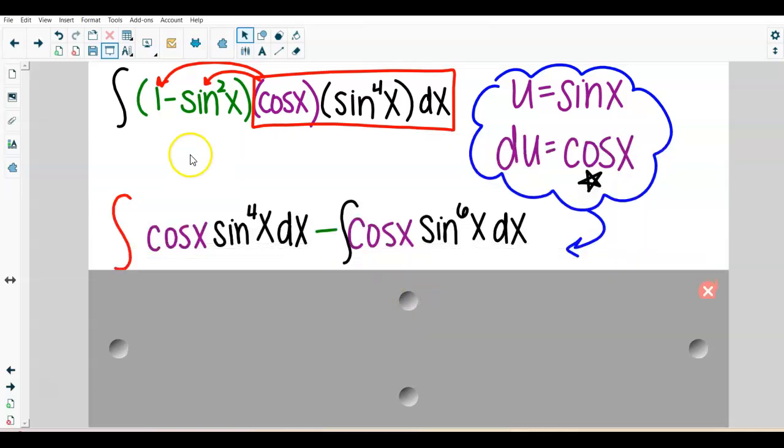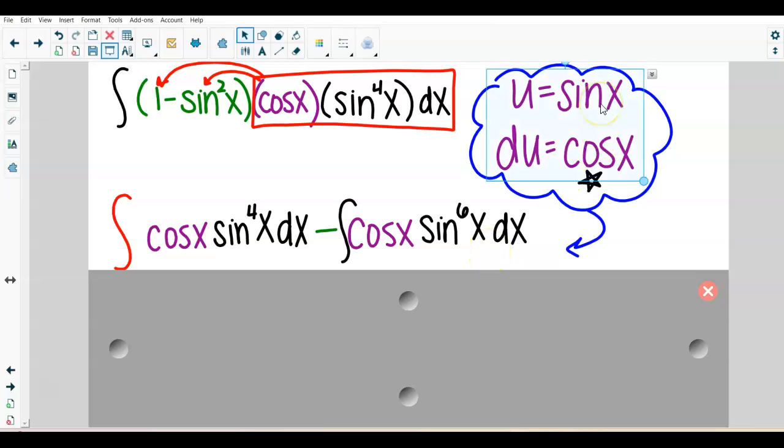When we distribute both of these to the 1, it just stays cosine sine to the fourth. And then when we distribute both of these to the sine squared of x, it stays cosine, but then the sine to the fourth multiplied by sine squared makes us sine to the sixth. So that's what we're left with. And then remember when we add or subtract, we can treat these as two separate integrals. So we could throw that sign in there.